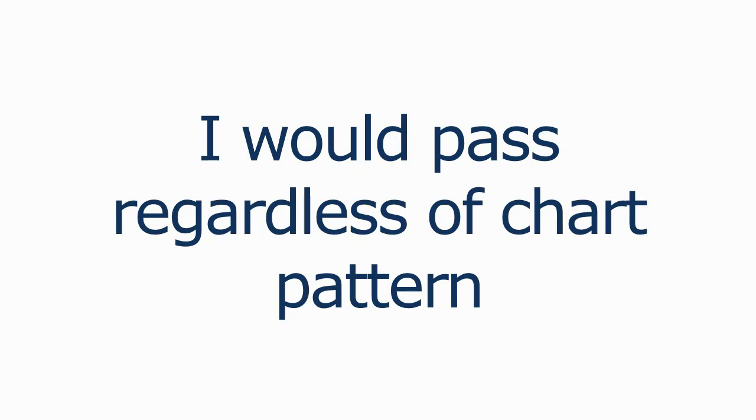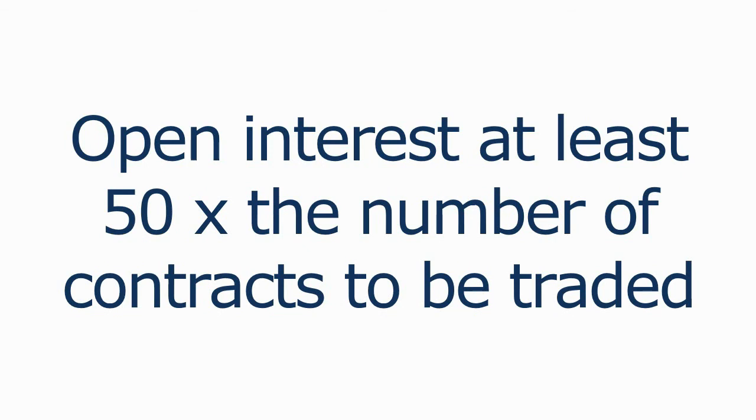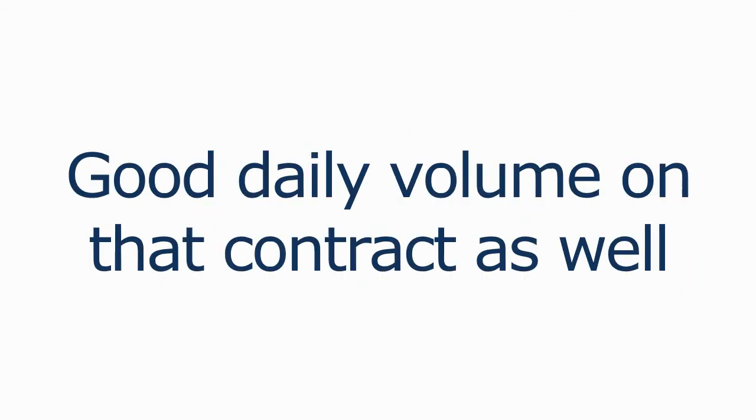So the rule of thumb is you typically want to see open interest on the option you're looking to trade of at least 50 times the number of contracts that you're looking to trade. So if you're looking to trade 10 contracts, you want to see the open interest of at least 500 contracts. You also like to look at good daily volume on the contract as well. But that's not as crucial as volume can vary depending on the time of day that you're placing your trade.